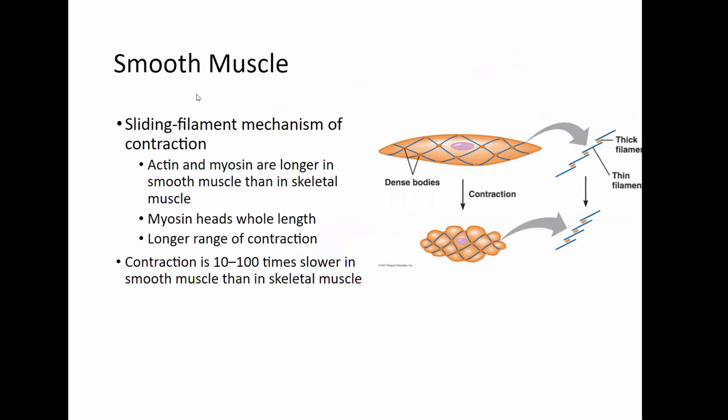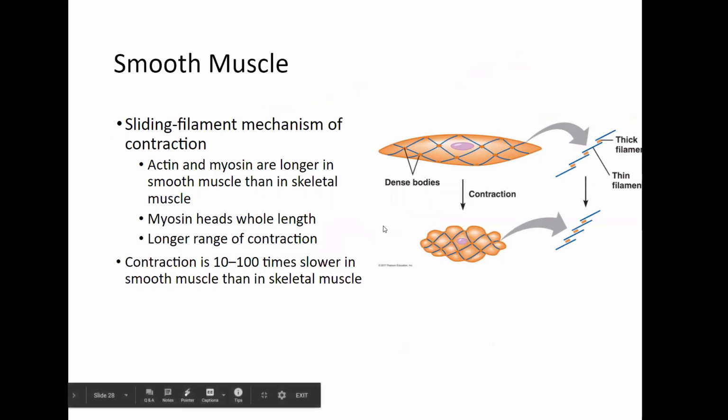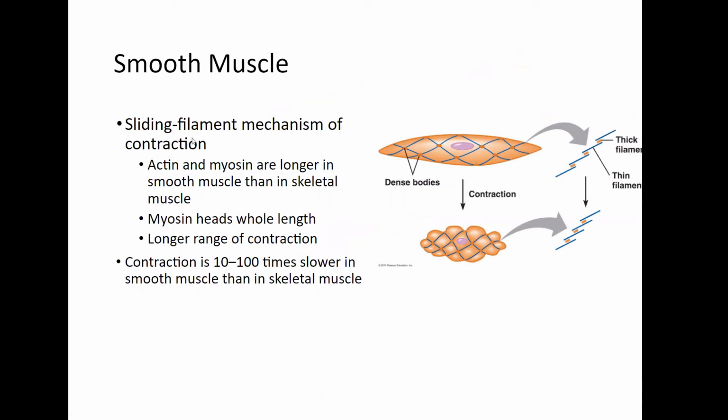Okay. Smooth muscle is also much slower than our skeletal muscle. So we still have the sliding filaments. They have myosin heads along the whole length because we don't have the sarcomere, so we don't have this specific bare zone in the middle. We just kind of have overlapping the whole range, longer range of contraction.